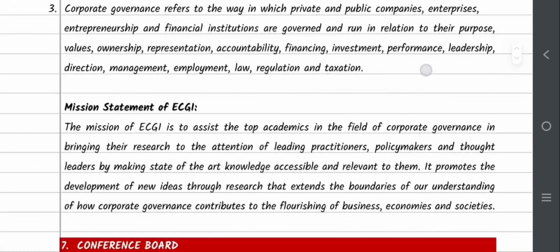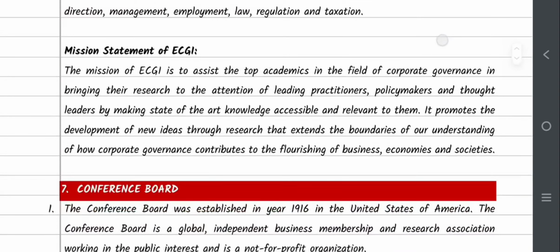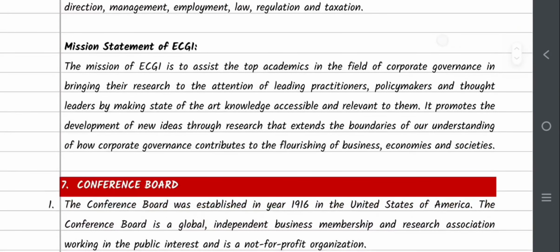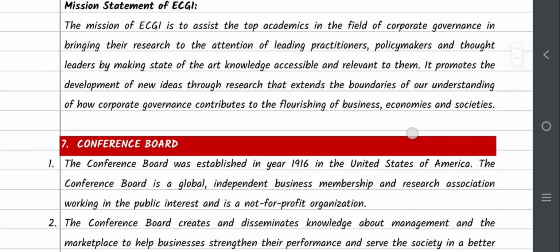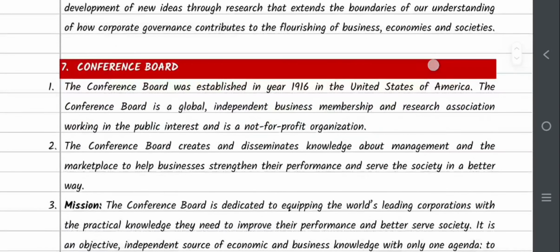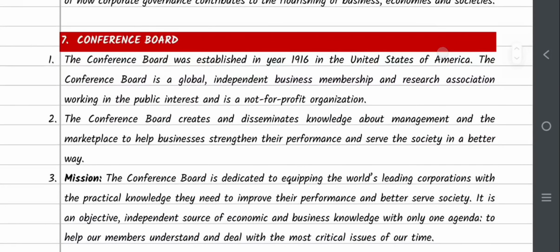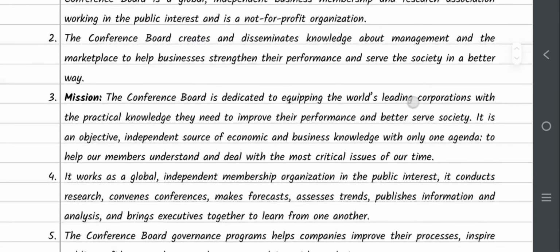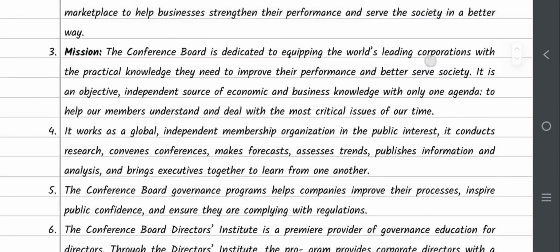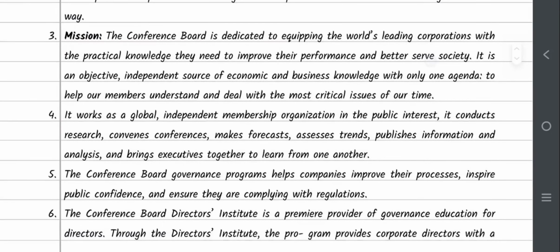So the ICGN mission is to promote effective corporate governance, investor stewardship and a sustainable economy. Investor stewardship means investor guardians. Investors will invest money, and for that a guardian should be there. So first they are looking after effective corporate governance so that the company works well, then investors will be secured through stewardship, and then a sustainable economy. The company, stakeholders and economy, all three should be good.